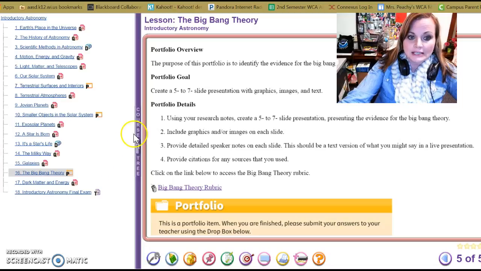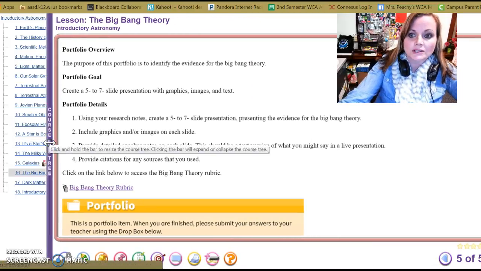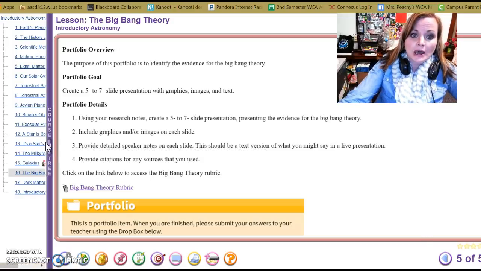This is the last portfolio, and so it is a little bit bigger than some of the other ones you've done so far. What you're going to be doing is making a PowerPoint presentation that is 5 to 7 slides long, including images and text. And you also need to include some detailed speaker notes in your own words. And I will show you kind of where those need to go.